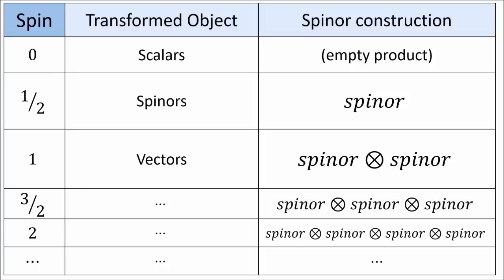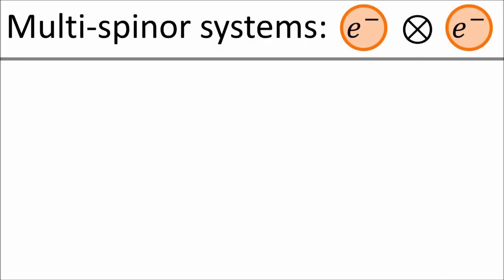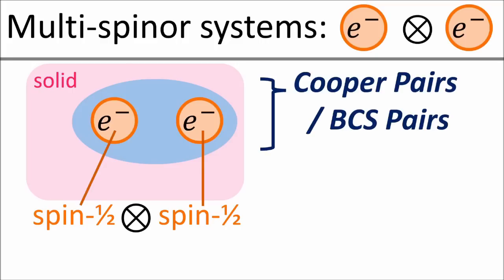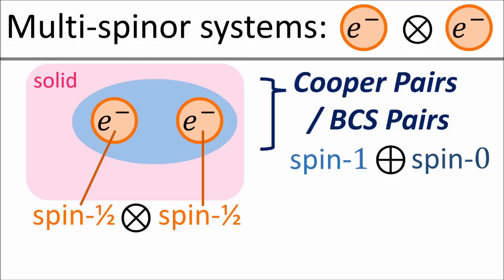So in a certain sense, spinors are the most basic fundamental object that can be used to build all other particle-like objects. So in this video, we're going to look at systems of multiple spin 1/2 particles, or spinors, and see how they combine together into multi-particle systems using the tensor product. As an example, a pair of spin 1/2 electrons can bind together in a solid at low temperatures into Cooper pairs or BCS pairs, and behave more like a spin 1 vector particle or a spin 0 scalar particle.